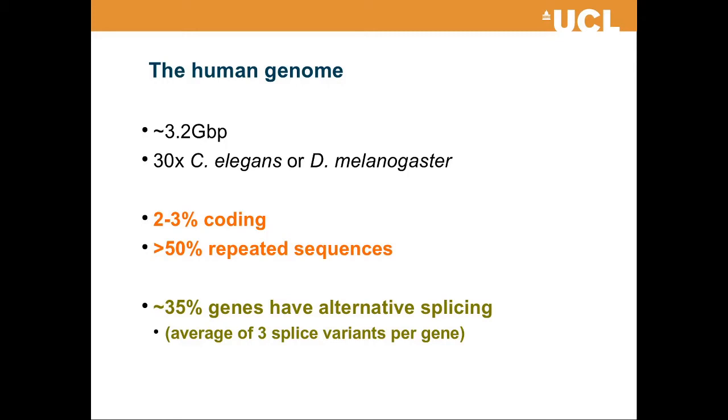Now, about 35% of genes have alternative splicing, so that means that the exons that encode our proteins can be spliced together in different ways, generally skipping or adding a different exon in different tissues. And that 2 to 3% of coding DNA codes for somewhere around about 20,000 proteins. But given the alternative splicing and the fact that on average each gene has 3 splice variants, that means that we can encode approximately 60,000 different proteins.